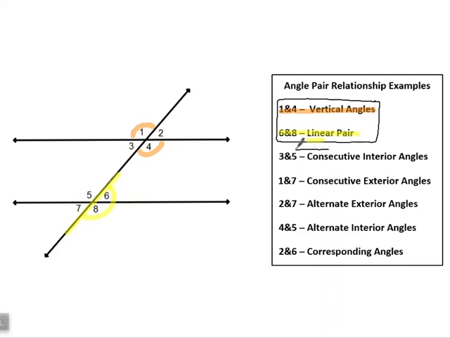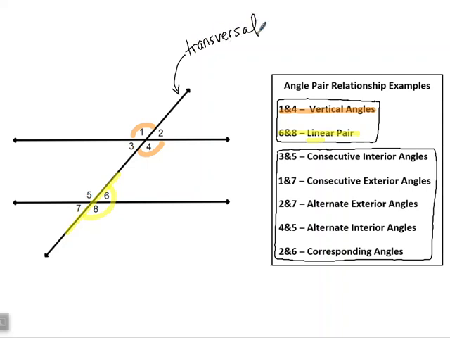Then we've got these 5 angle pairs that are made by 3 lines. So you have 2 lines that go in some direction and then a transversal, which is the line that crosses the other 2 lines. This is the transversal. It crosses this line and then it crosses this line. First, we'll talk about the consecutive interior angles. The angles 3 and 5 is an example of consecutive interior angles.